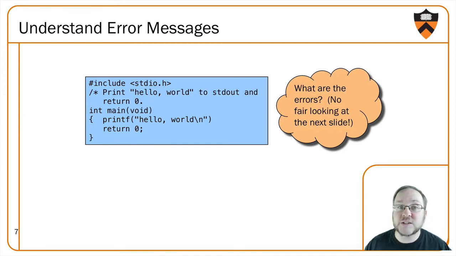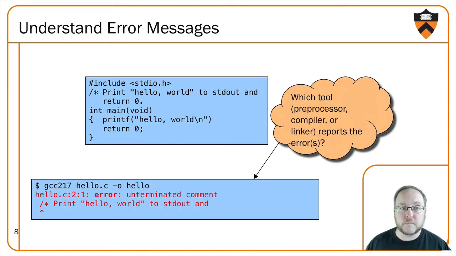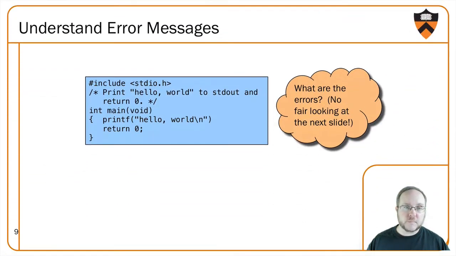But what does GCC 217 say now? GCC 217 reports on an error near and dear to your heart at this point. From assignment 1, we know that the preprocessor is responsible for decommenting, and it will report an unterminated comment if it discovers one. So we add the */ to terminate the comment, and what does GCC 217 say now?